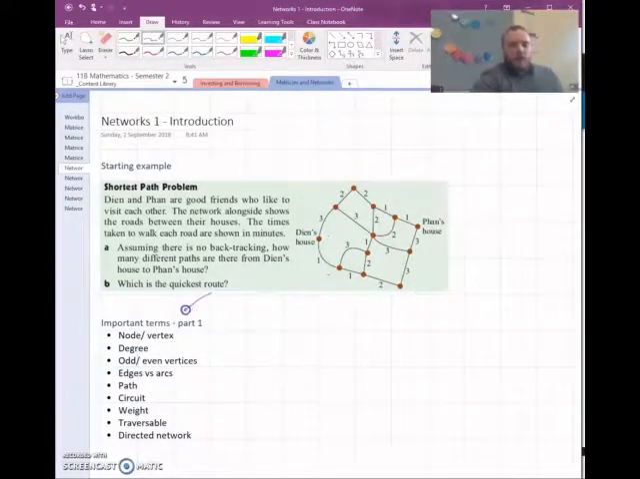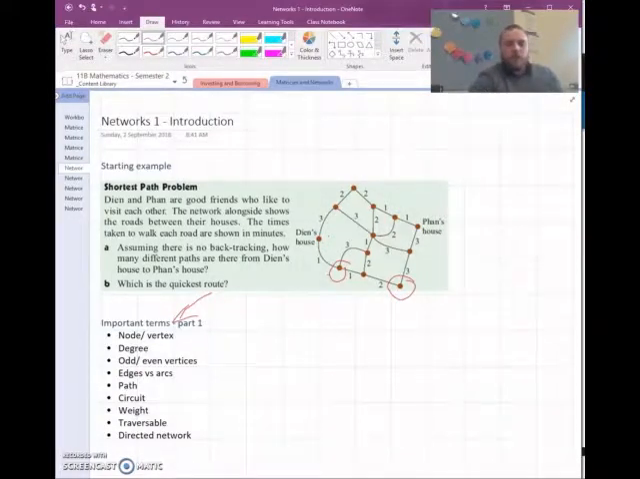So firstly, a node or a vertex. The plurals for these are nodes or vertices. So we've got each of these circles. In this diagram, each of the houses is a node or a vertex. So just two names for the same thing.